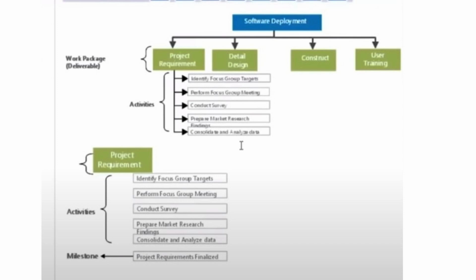As you can see on the screen here, if project management is one of the phases that we are working on, we could be performing various activities. It could be identifying focus group targets, performing focus group meetings, or conducting surveys. These are some of the activities that we have agreed upon. So I have a work package called Project Requirements. A project requirement is then broken into various activities. This is what defining activities is essentially about.